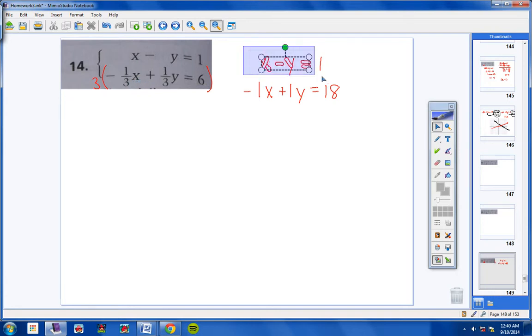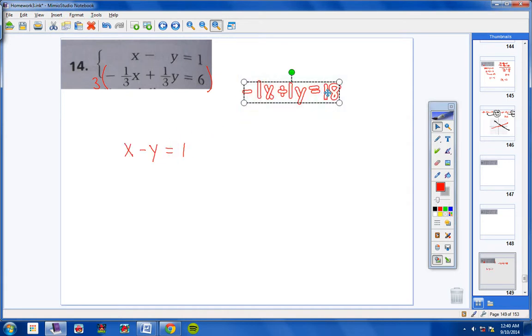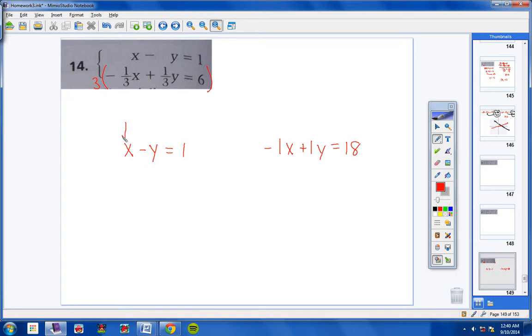Okay, so here's my one equation, and here's my other equation. Now we're going to use the substitution method. Remember, you're looking for a variable that does not have a coefficient. Well, here's one right here. This x has no coefficient, so I'm going to solve this equation for x, and I can do that very quickly by taking my negative y and bringing it over and making it a positive y. So now I have x equals 1 plus y.